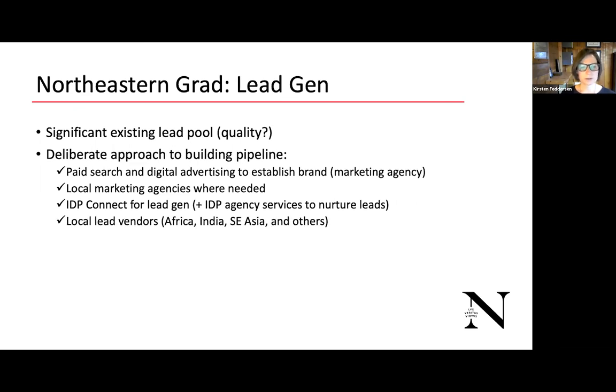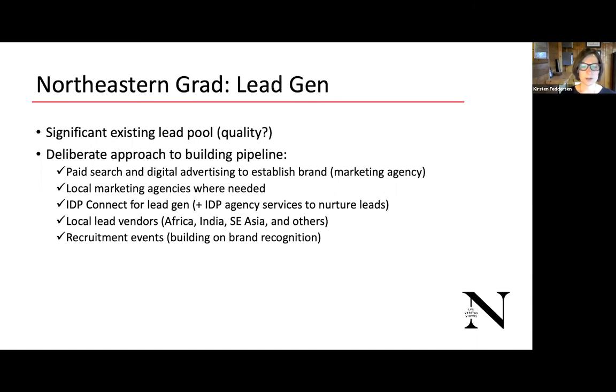We're also working with local lead vendors in a variety of different regions, including Africa, India, Southeast Asia, and a few other places where they have sometimes a little local chunk of the market, and we see it as a nice supplement to some of the larger providers. And so far, that's helped us establish ourselves in some of the smaller markets.